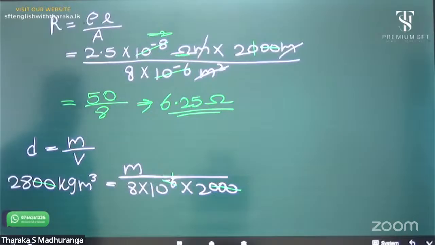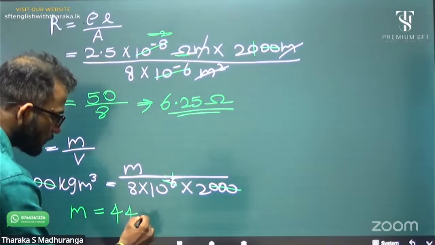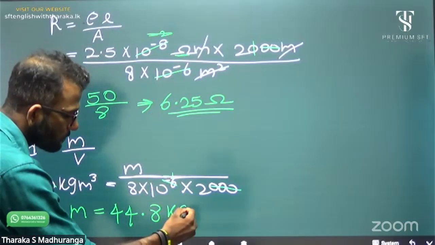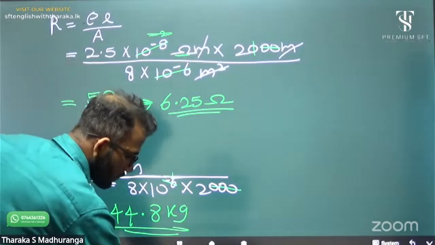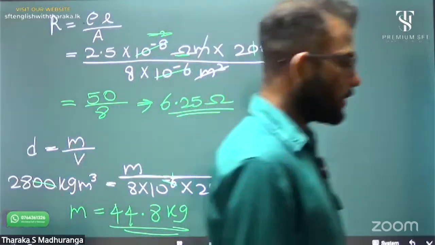Yeah, 448. 448 means M equals 44.8 because of 10 to the power minus 1. 44.8 kilogram.